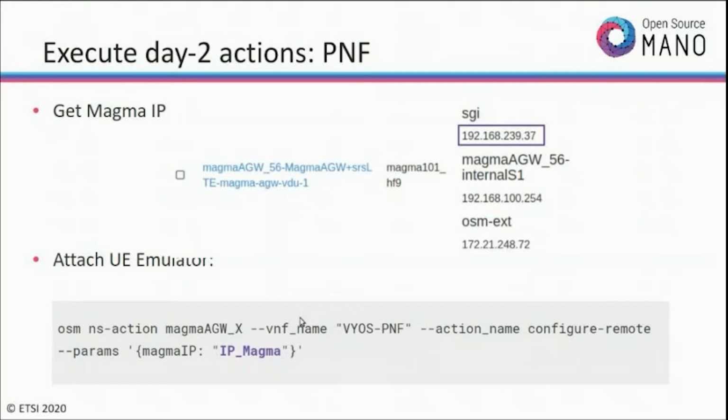Okay. Sorry, I have a question. The SGi is not the interface that goes to the internet. I mean, the connection between the EPC and the eNodeB should be another one, right?